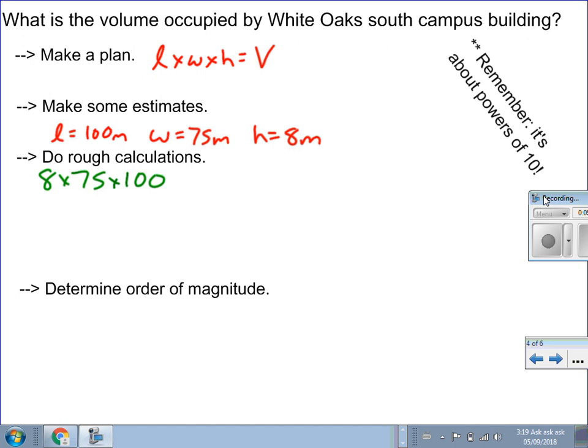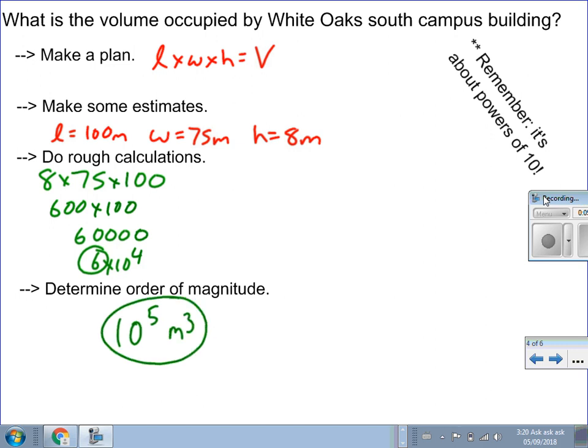8 times 75, there's a few different ways you can do that. You can say 10 times 75 and then drop it a bit. Or you can double it. 2 times 2 times 2 is 8. So 75 times 2 is 150, times 2 is 300, times 2 is 600. So 600 times 100, I got an exact value from my estimate. Now that's 6 and 4 zeros, which is 6 times 10 to the 4. And because that's a 6, it's higher, it's closer to 10 than it is to 1 or 0. So it's actually going to be 10 to the power of 5 cubic meters.